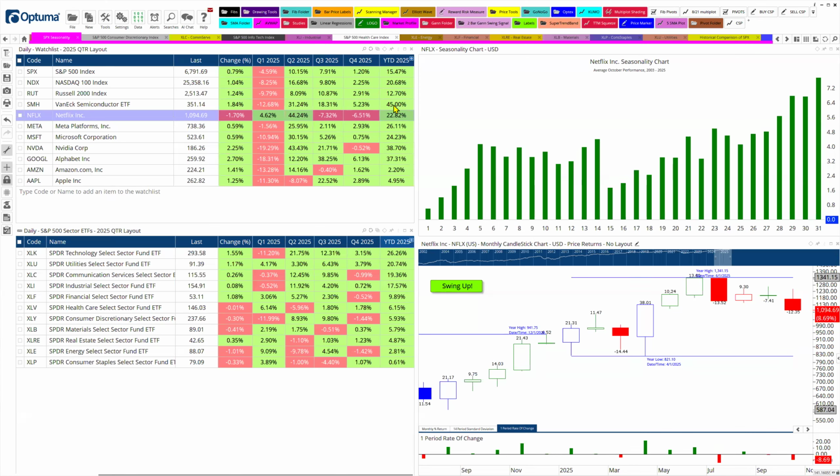What do we have? Netflix 22, Meta 26.24, NVIDIA 38 is a poster child right here. Google might kick NVIDIA this year. Google is a beast. Excellent performance. Look at that, three quarters going straight in a row.